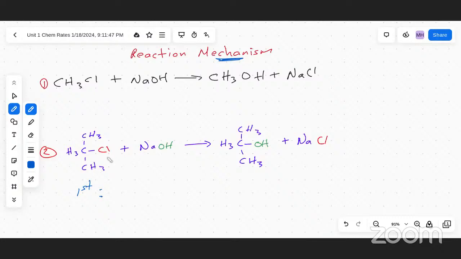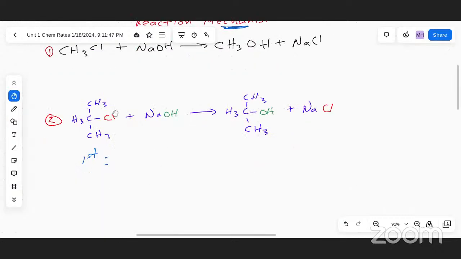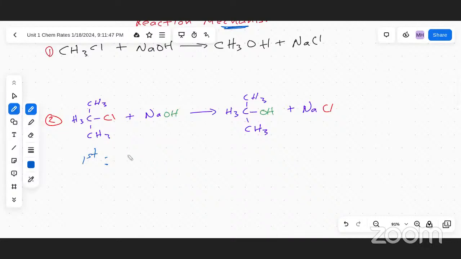But when you react these two compounds, it does not occur in a single step as the equation is showing here. It occurs in multiple steps. So the first step, the chlorine will come off. So yes, CH3, Cl, and they will end up with this.